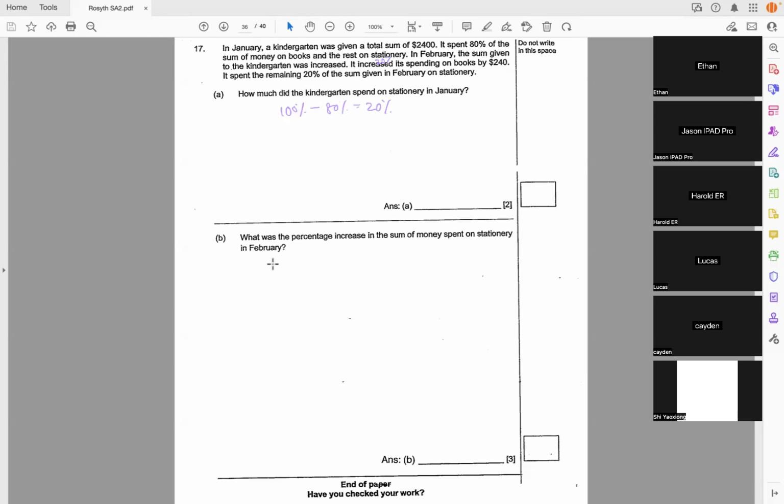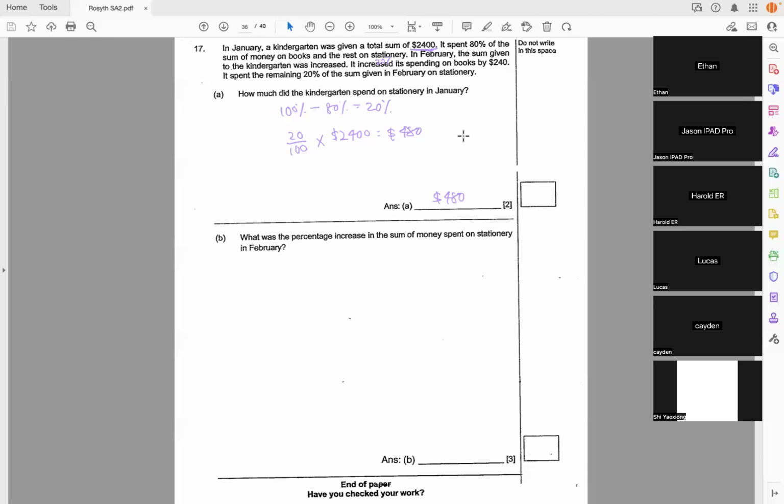So it says here that in January, it was given a total of 2,400, right? So 20% of 2,400 is 20 over 100 times 2,400, which is 480. So this is the amount spent on stationery in January.